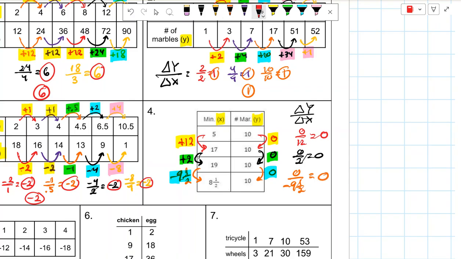And you can see that we have a constant rate of change. It is 0. And in fact, we have a class correction right here on this one.